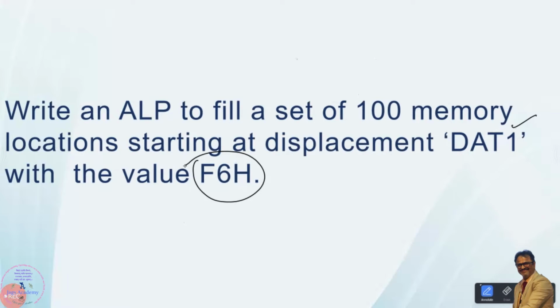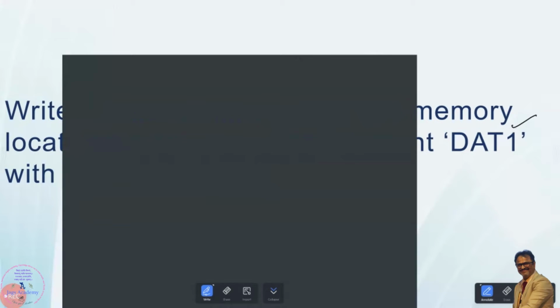Can you write this program without using a string instruction? What are you supposed to write? You're supposed to write F6 in 100 locations. Now, can you write a program for this without using a string instruction?